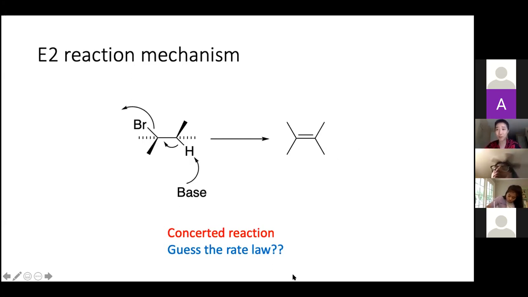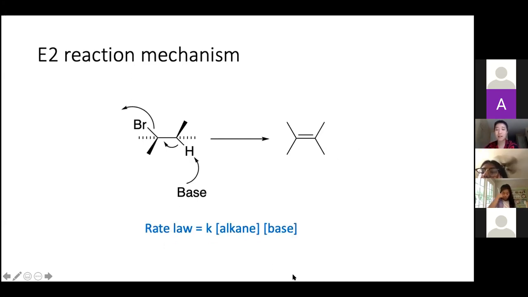It's very similar to the other one that we have. It's just that instead of 1 molecule, we have 2 molecules. Would it be K times the alkane and the concentration of base? That's absolutely right. We have 2 things involved in this reaction, and the rate law would just be K times the concentration of alkane times the concentration of the base.